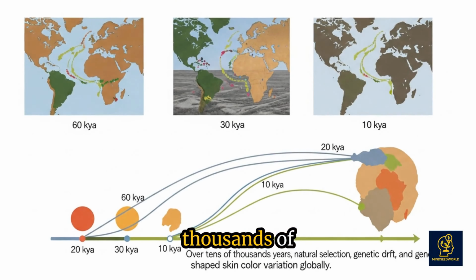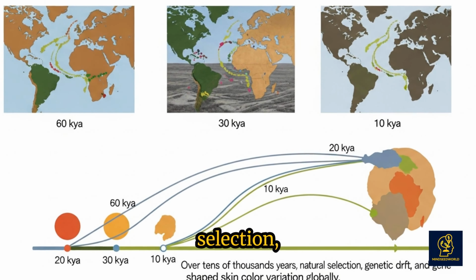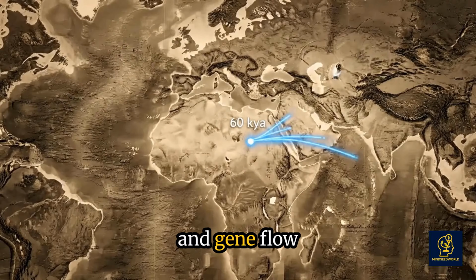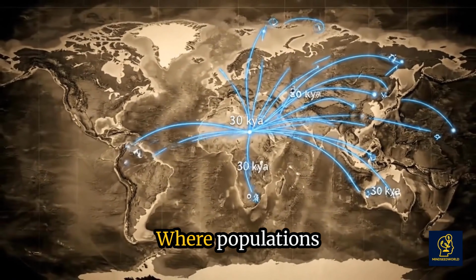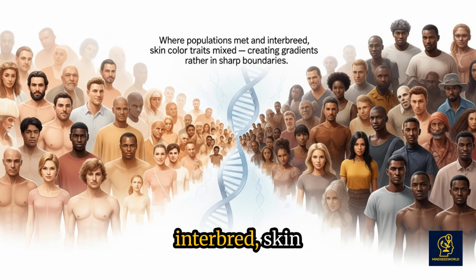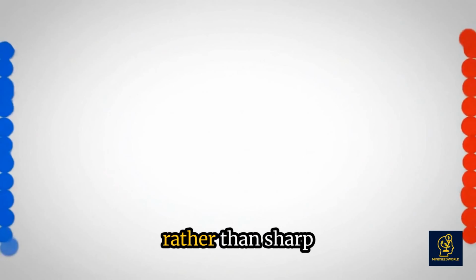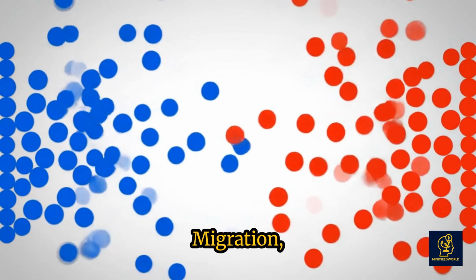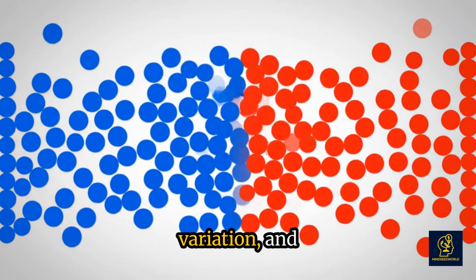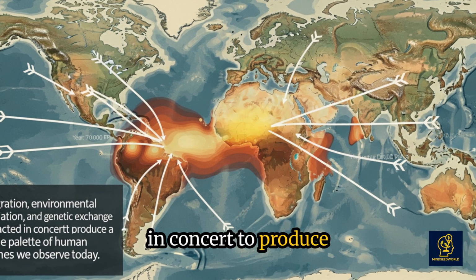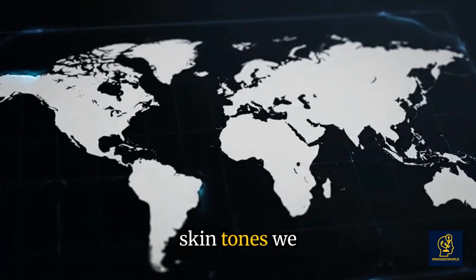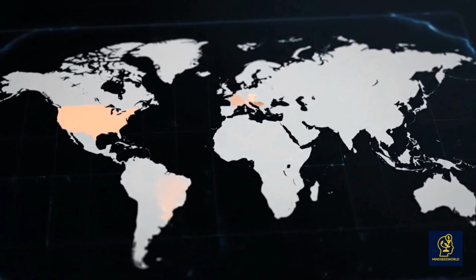Over tens of thousands of years, natural selection, genetic drift, and gene flow shaped skin color variation globally. Where populations met and interbred, skin color traits mixed, creating gradients rather than sharp boundaries. Migration, environmental variation, and genetic exchange all acted in concert to produce the wide palette of human skin tones we observe today.